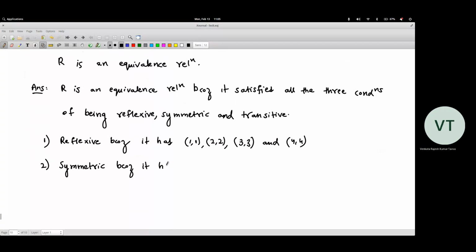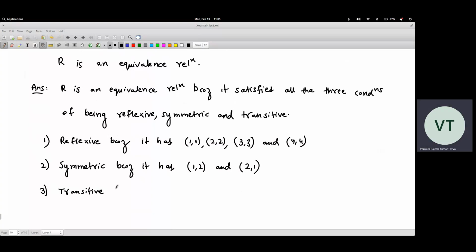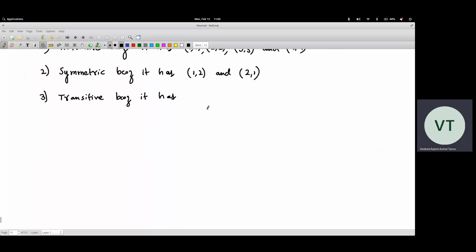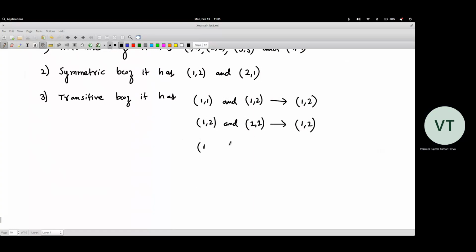Symmetric, because it has 1 2 and 2 1. Transitive: it has 1 1 and 1 2, implying 1 2. 1 2 and 2 2, implying 1 2. 1 2 and 2 1, implying 1 1.